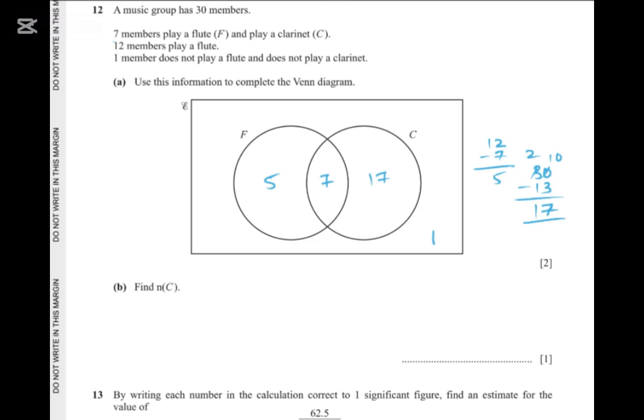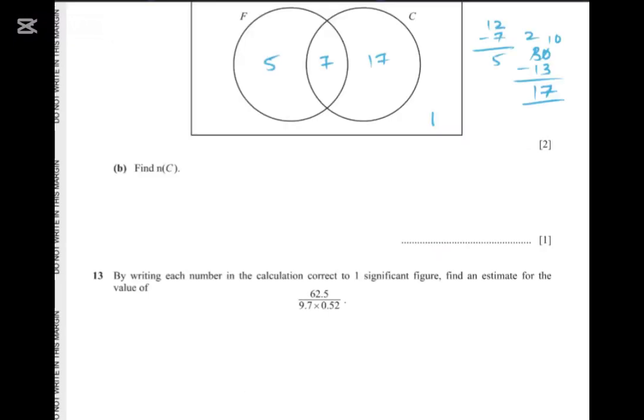Now question B. Find n of C. For n of C, we need to add 7 and 17. 7 plus 17 will be 24. So the answer is 24.